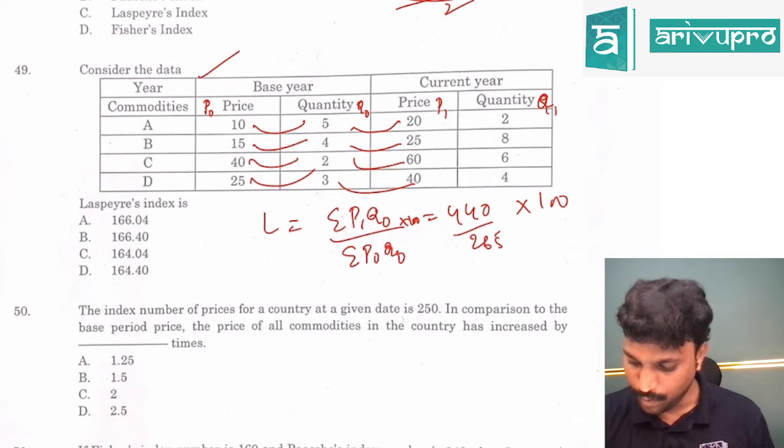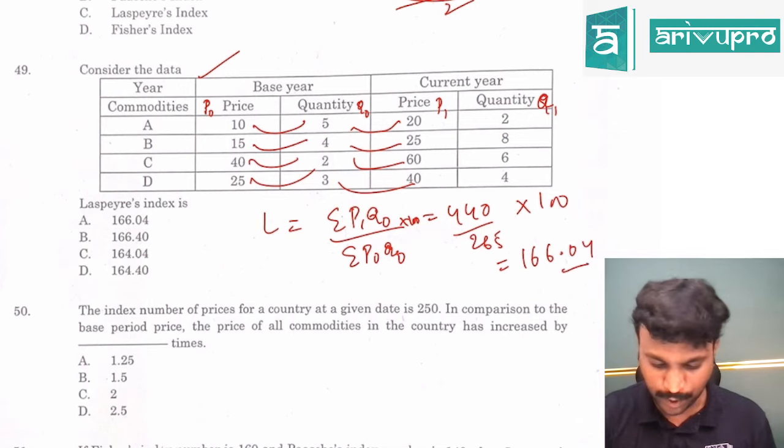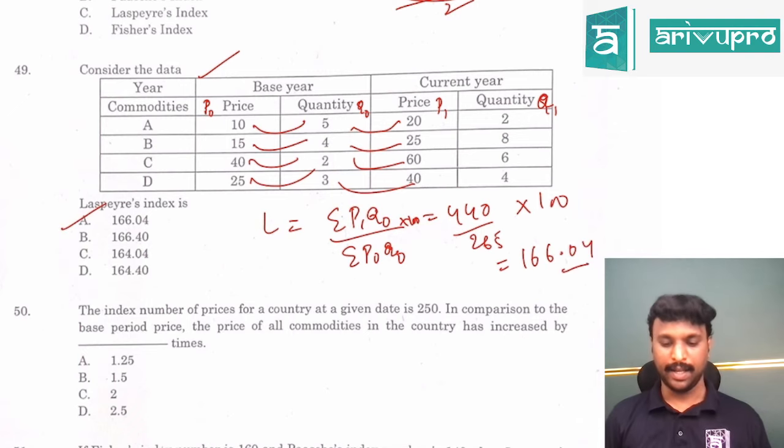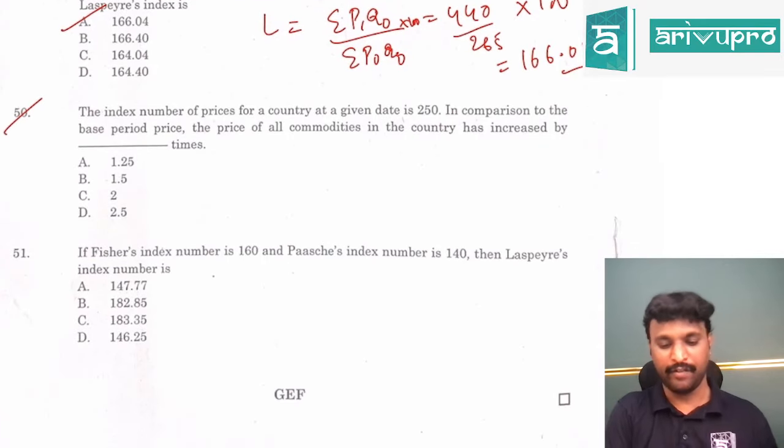So the result is 166.037. That means approximately 166.04. Option A is the answer. Is it clear? Moving on to question number 50.